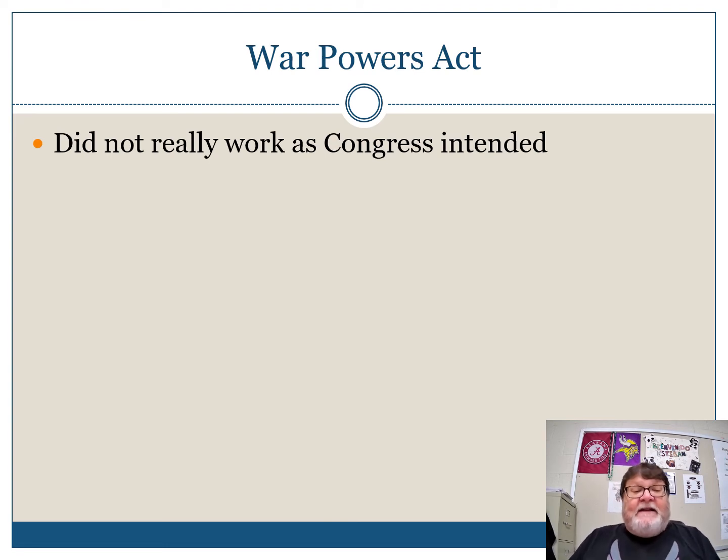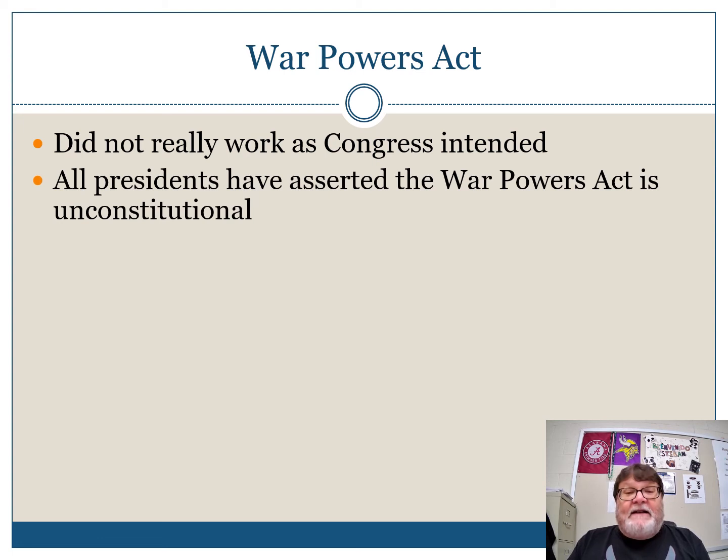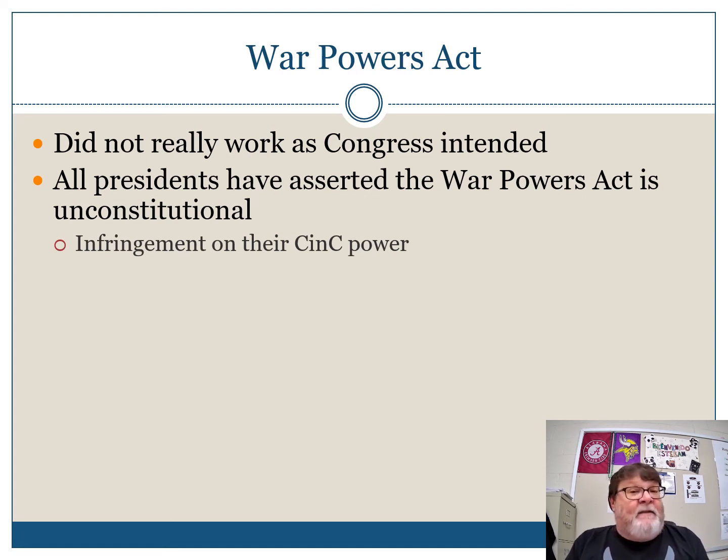All right, so it did not really work as Congress intended, and this is key. Every president since it passed, from Nixon to Carter on through, has asserted that the War Powers Act is unconstitutional. They all have said that. It is an infringement on their power. That's what they say, and they may be right.